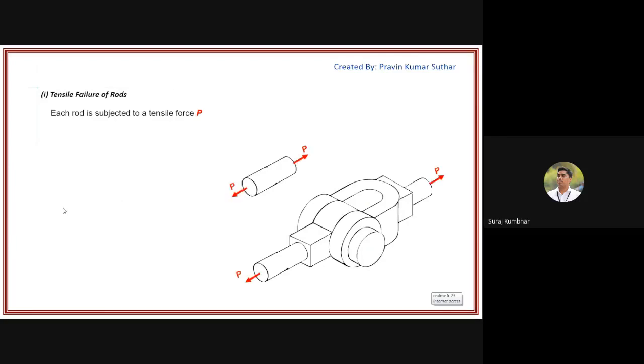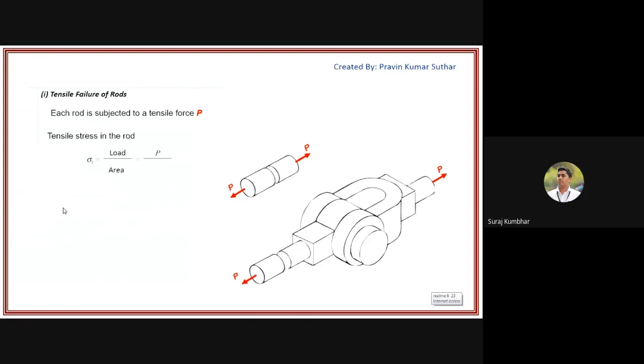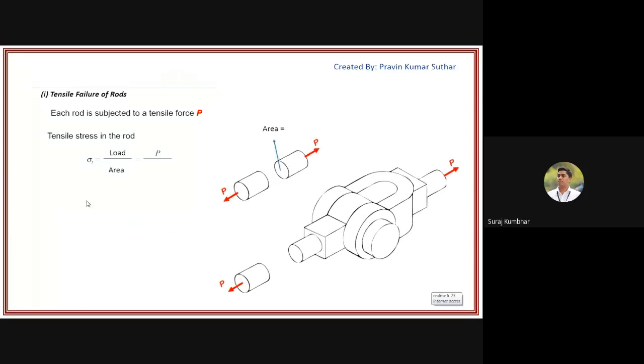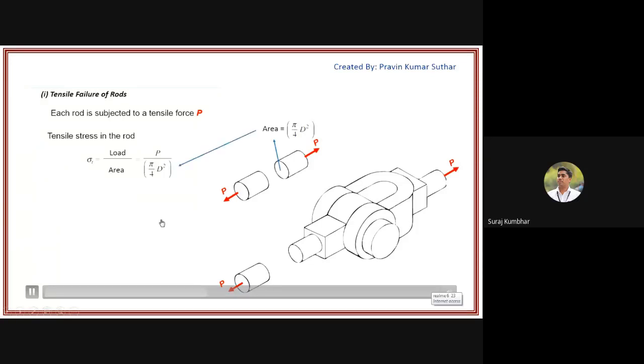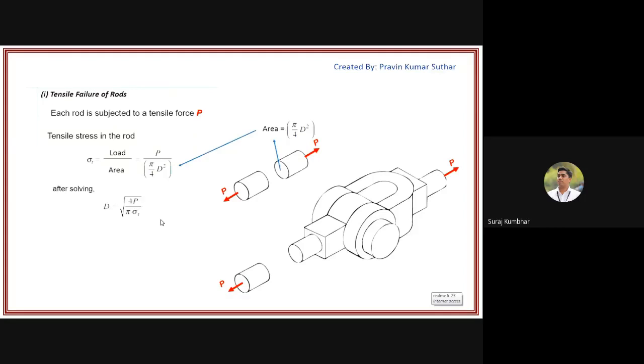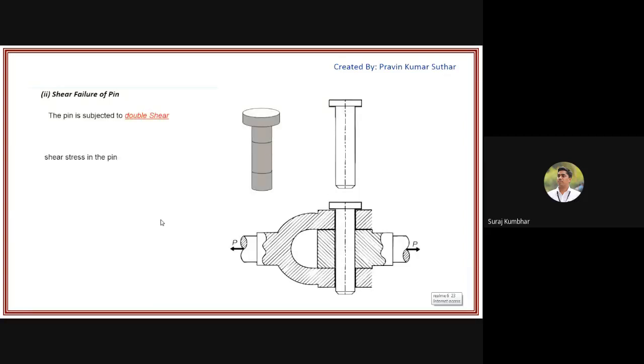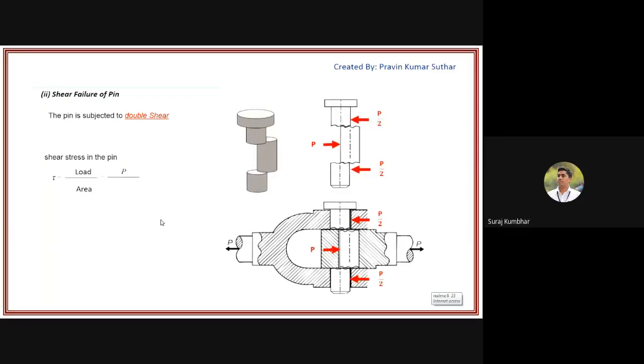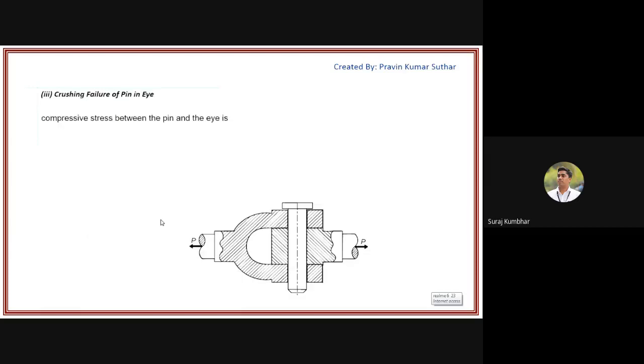The tensile failure of a rod, how it is going to fail, like this. Here is the formula to find the diameter of a rod, and with an empirical relation we can find the enlarged diameter. Then the shear failure of a pin: load P upon area, that is P upon pi by 4 d square. It is a double shear case, that's why it is 2 times. All these formulas are important while solving problems based on a knuckle joint.